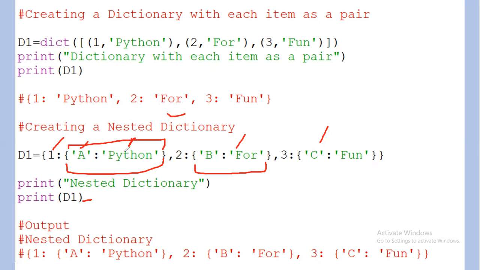If I just want to display this particular value, I just need to say print d1 of the key 1. So d1 of 1 is going to display this entire thing. And if you want to display the Python only, then you need to say d1 of 1 of a. This way you retrieve the value. For d1 of 1, this entire thing is a value. For d1 of 1 of a, this is a value, right?